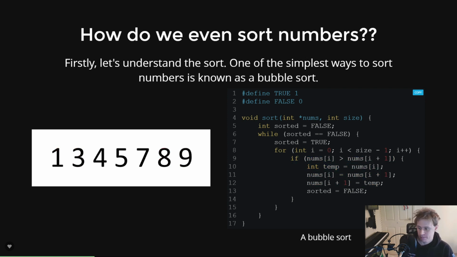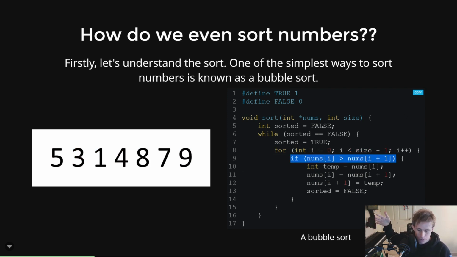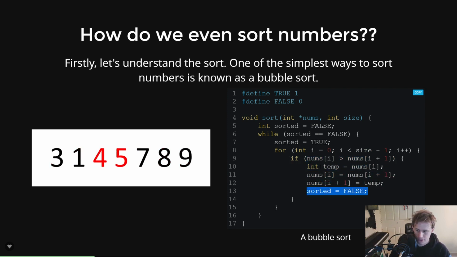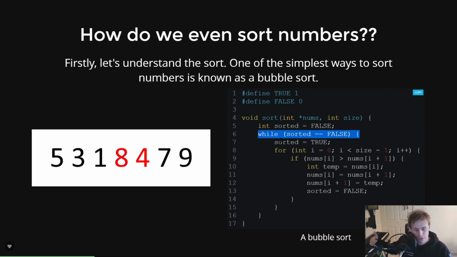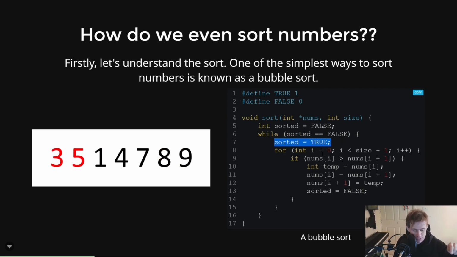That's the algorithm. We keep sweeping till it's sorted, and each time we sweep, we go through a pair at a time, we compare the pair, and if they're the wrong way around, we swap them. The only hard part to follow in this program is the little sorted boolean. You have to start off assuming that it's not sorted to enter the while loop, but every time you enter the while loop, you say, before we do this sweep, I'm going to assume that it's sorted until I'm proven wrong.